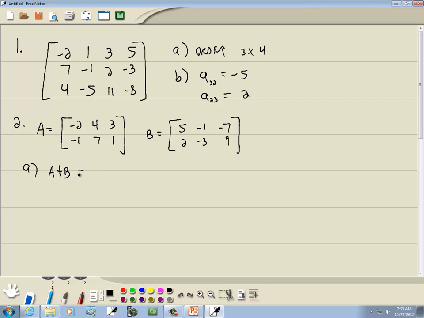A plus B. When you're adding two matrices together, what you're going to do is add together the corresponding cell entries. Like we've got our first number here, we've got our first number here. So we've got -2 plus 5. We've got 4 minus 1, 3 minus 7, -1 plus 2, 7 minus 3, and 1 plus 9.